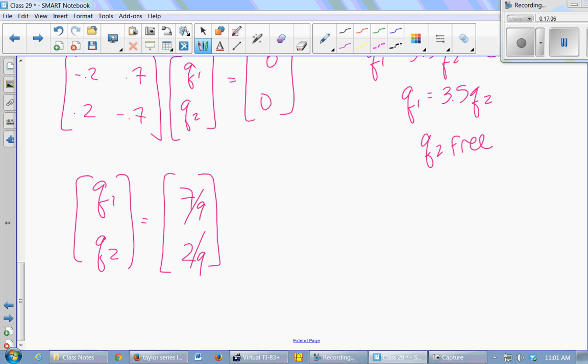Like if I had let Q2 be 4, say, then 3.5 times 4 would be 14. And if I added those up, I would get 18. So I would do 18ths in the denominator. The exact same thing as what I got when I did the 9. Find a vector that solves it, and then make it a probability vector by dividing the top and bottom by the sum of the two.